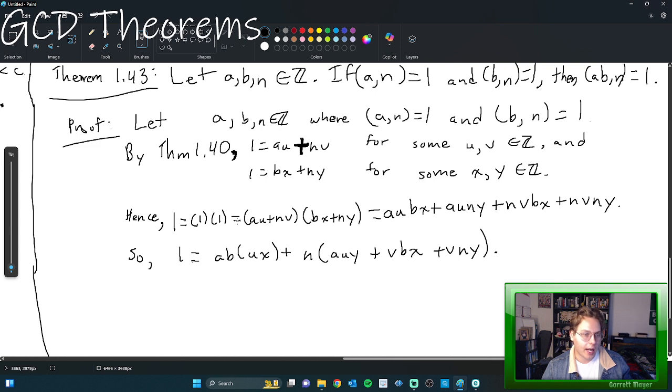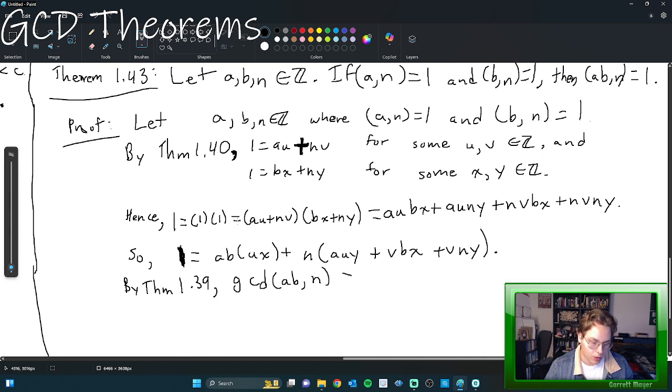So if you can write out 1 as the sum of an integer times an integer plus an integer times an integer, then those two integers are relatively prime, because they add up to 1. So by theorem 1.39, the GCD of A, B, and N equals 1.